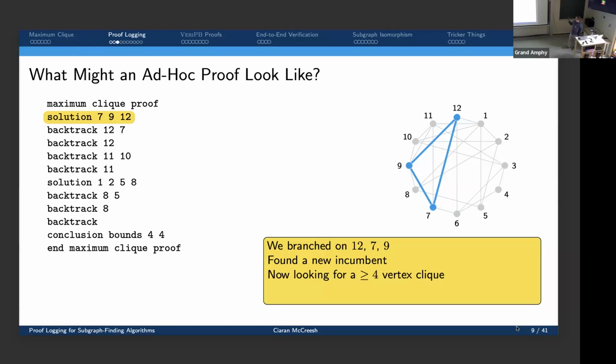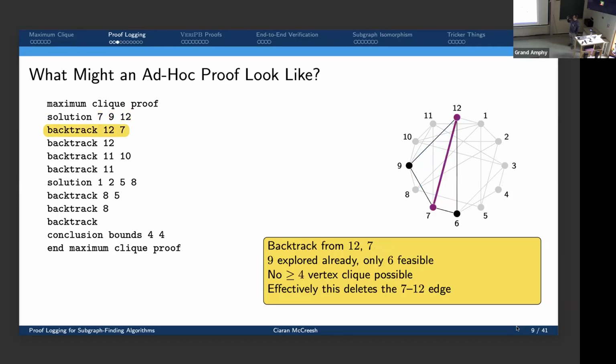So what will happen? We've branched on 12, 7, and 9. So we're going to backtrack slightly. We're now at this point, we've accepted 12 and 7. We've already explored vertex 9, only vertex 6 is left as feasible. But if you think about this, okay, having accepted 12 and 7, and we've already backtracked from vertex 9, now, there's no way this has a greater than or equal to 4 vertex clique in here.